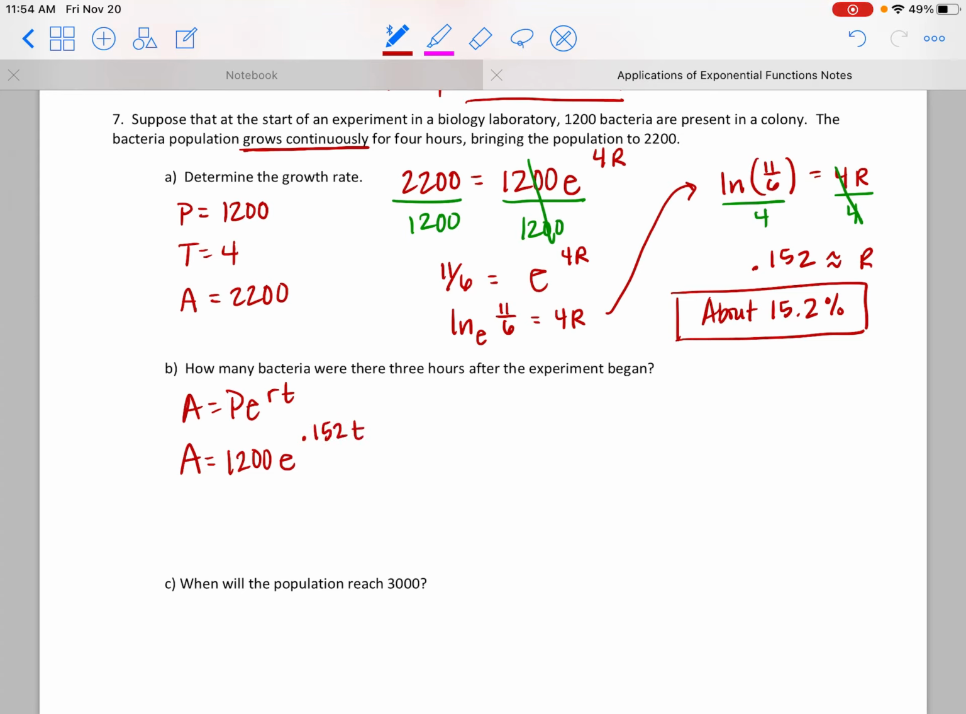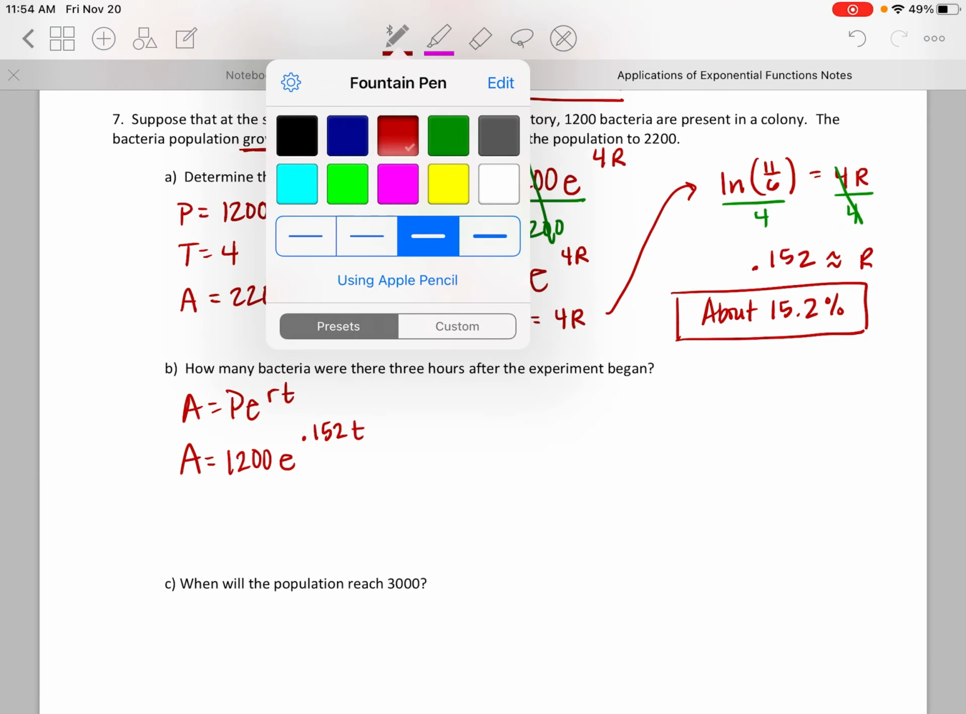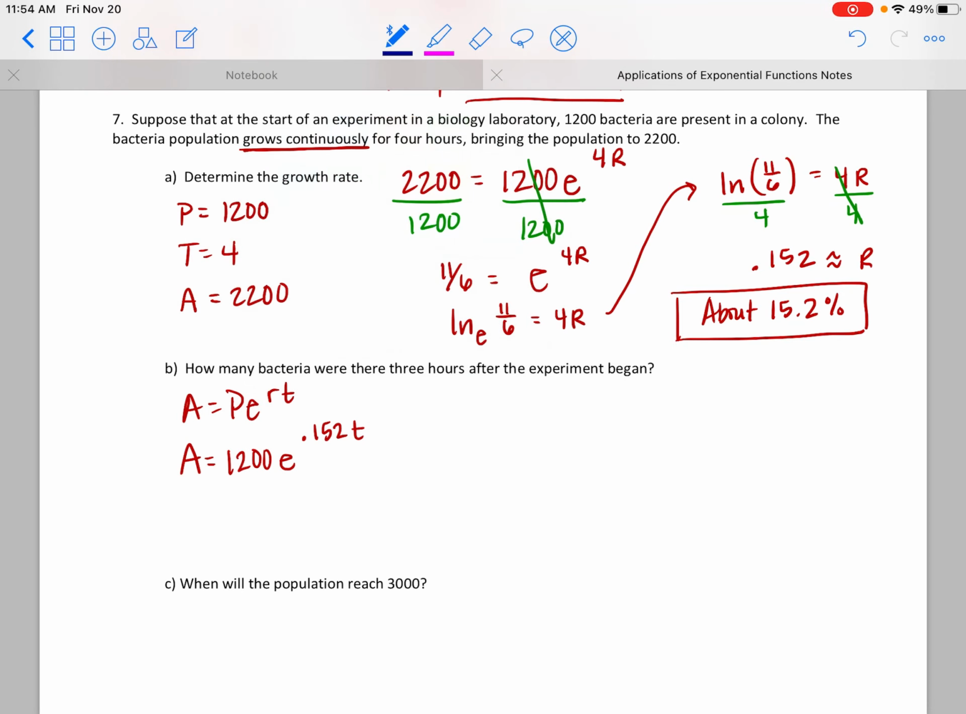So if I plug that rate in and plug that initial value in, this formula now, if I plug any time in, I can find any final amount. And if I plug any final amount in, I can find any time. So we might call this the particular function for this case, this scenario. Okay, so there it is. Now I can use that.